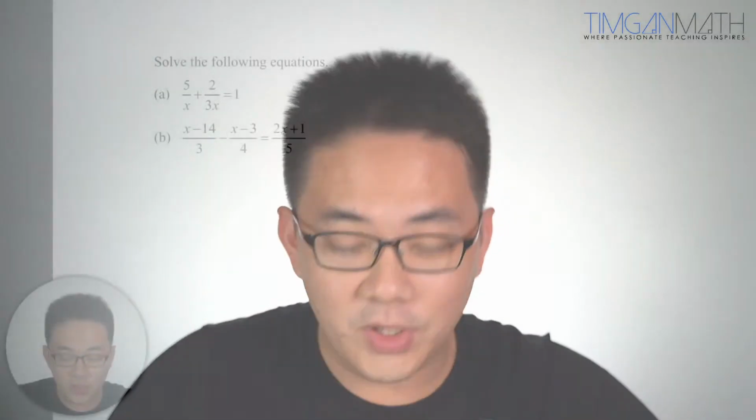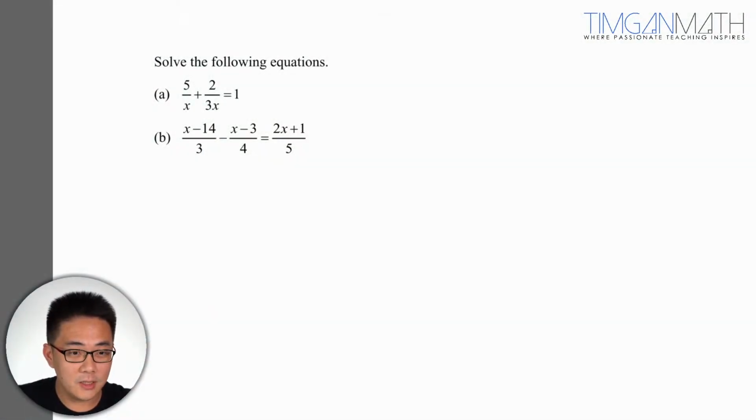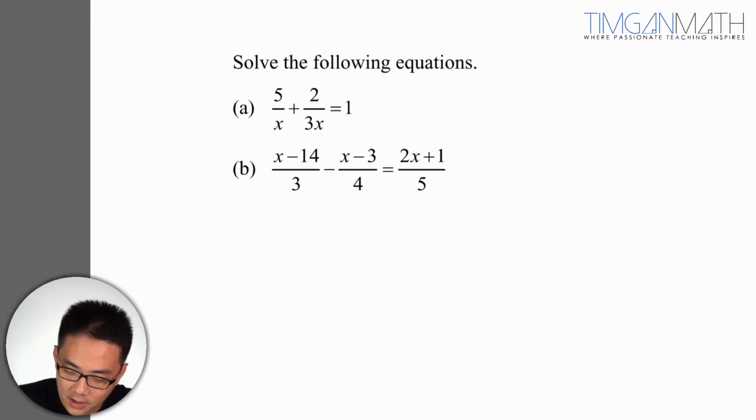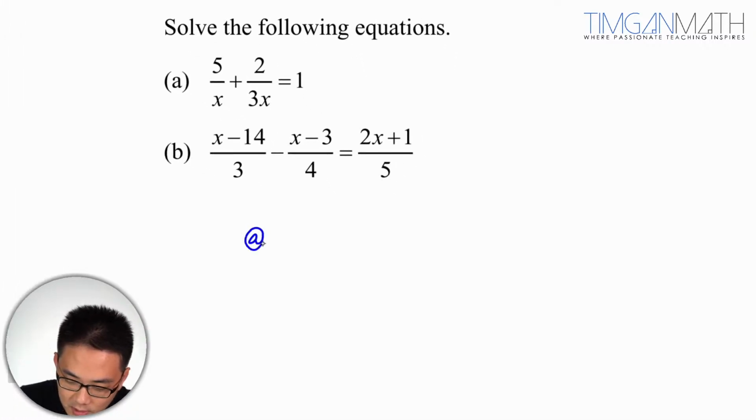Hi students, let's look at this question here, which is on solving linear equations. How do we solve x, right? So let's see for A here. For A, what we're going to do is take 5 over x plus 2 over 3x equals to 1.